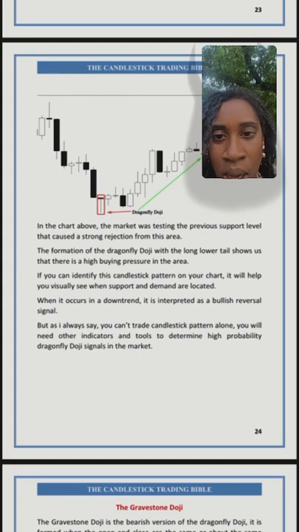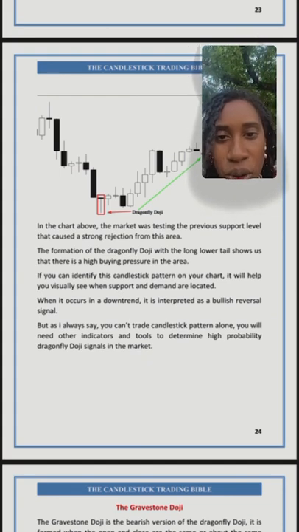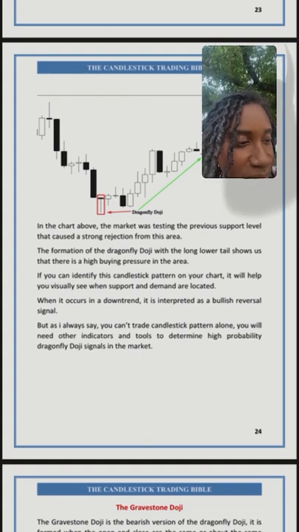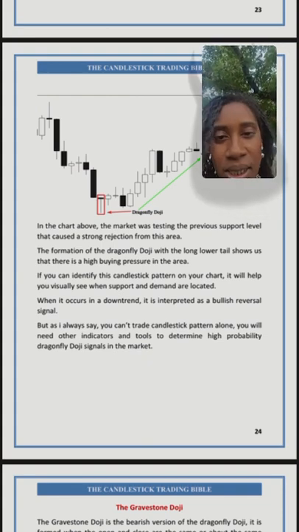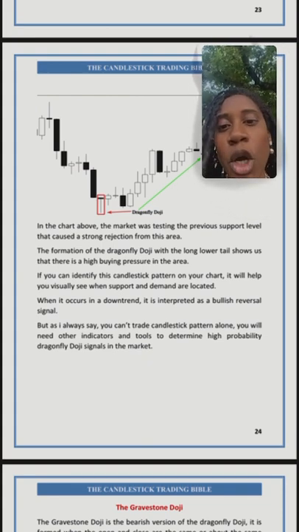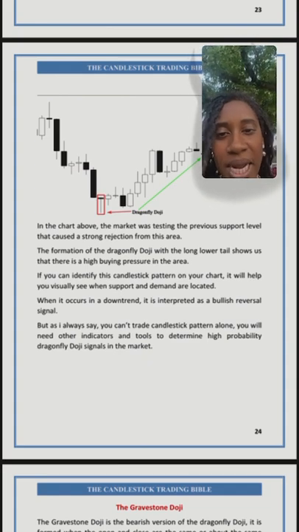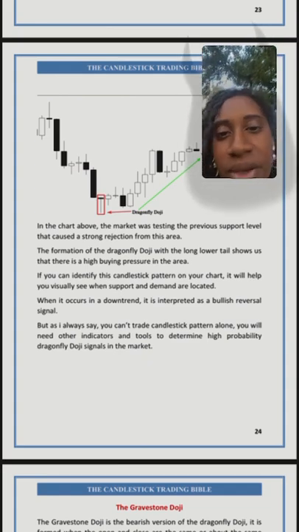The formation of the dragonfly doji with the long tail shows us that there was high buying pressure here. Okay, if you can identify this candlestick pattern on your chart, it will help you see where the support and resistance are. And that's good, because I always struggled with how to know where support and resistance is. But now I know. Look for a dragonfly doji.